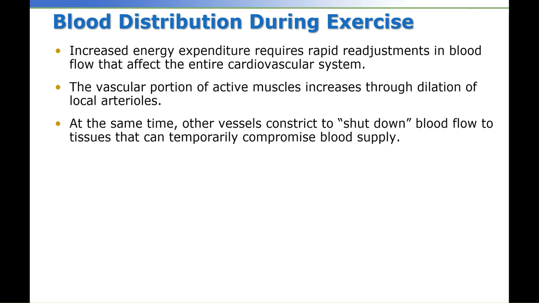Blood distribution during exercise. Increased energy expenditure requires rapid readjustments in blood flow that affect the entire cardiovascular system. Vascular portion of active muscles increases through dilation of local arterioles. At the same time, other vessels constrict to shut down blood flow to the tissues, which can temporarily compromise blood supply. So basically the blood is going to where it's needed. That's basically what that's saying.